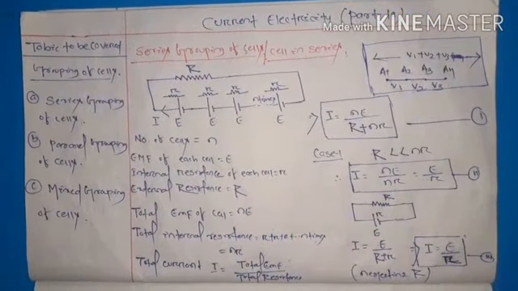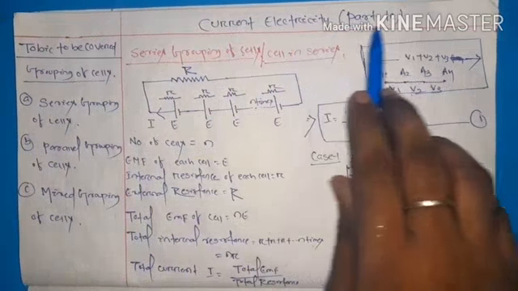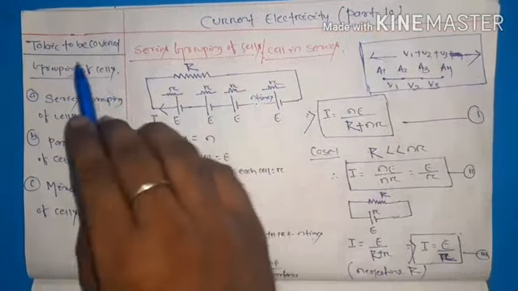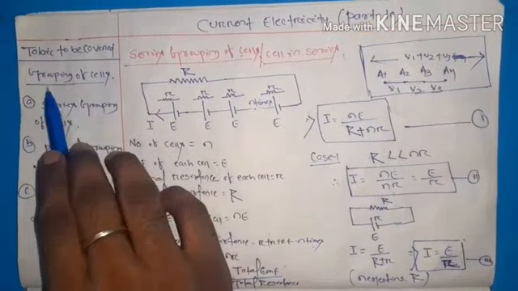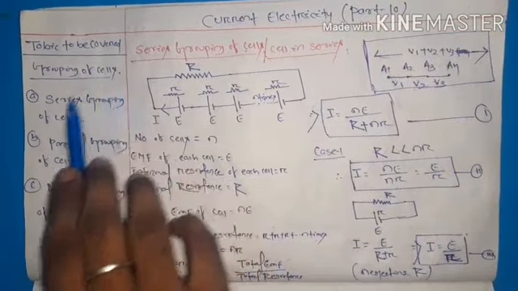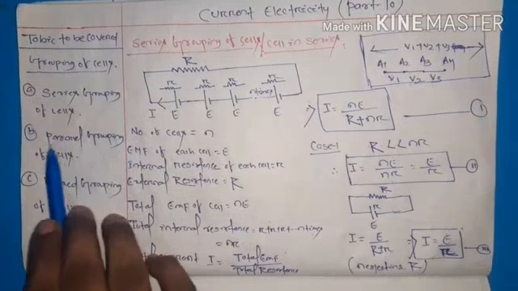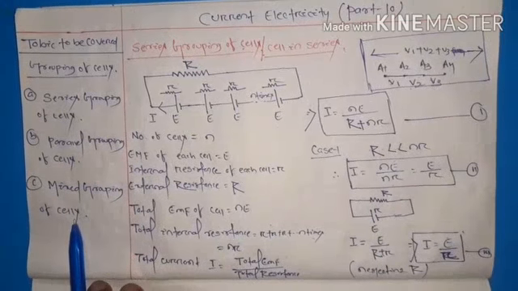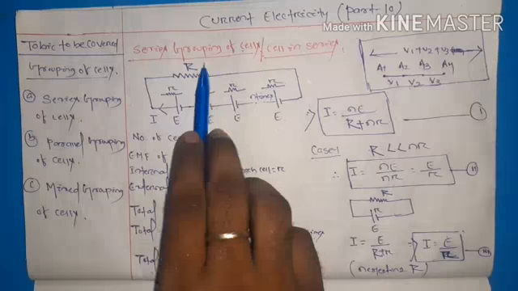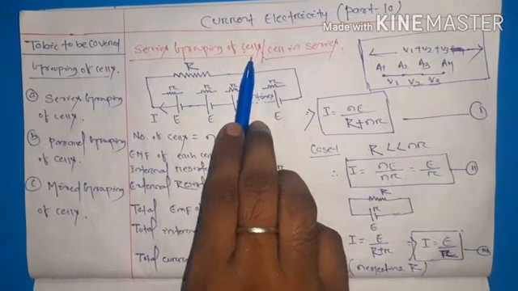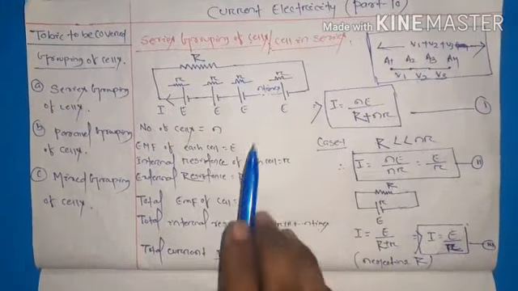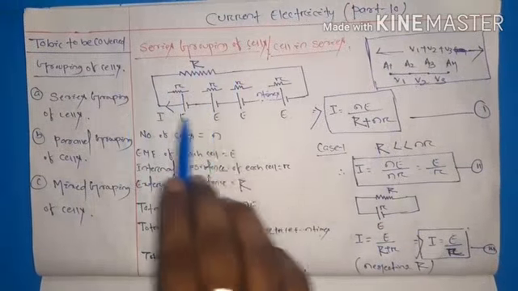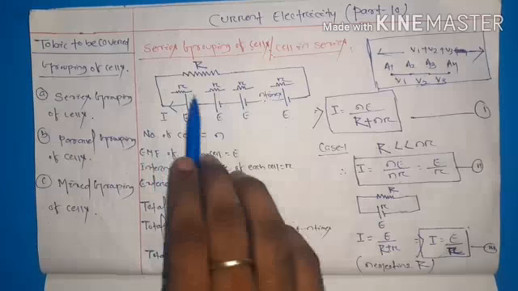Now I am going to discuss current electricity part 10. So the topics to be covered are grouping of cells, that is series grouping of cells, parallel grouping of cells and mixed grouping of cells. So let us discuss series grouping of cells, or cells in series. This is the circuit diagram for cells connected in series.